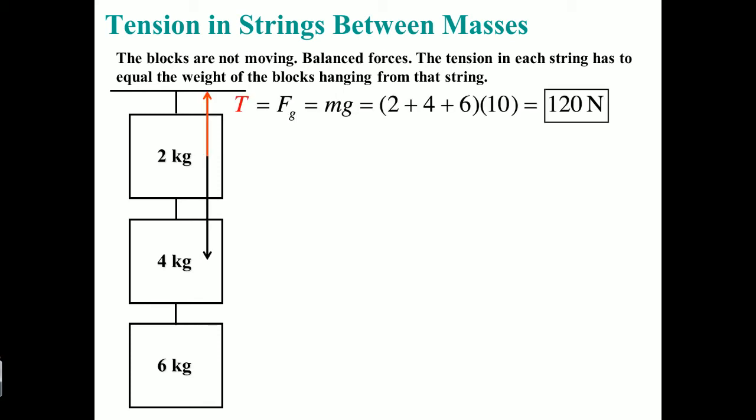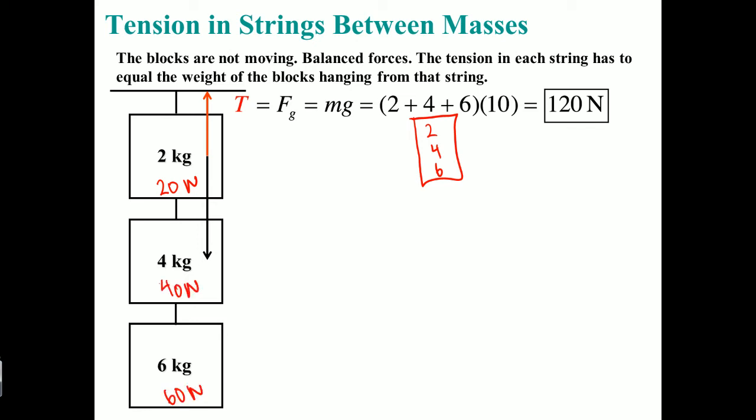From the top, it's 2 plus 4 plus 6 kilograms. Why? Because this is together, right? You're adding these all together. It's like adding 2, 4, and 6. This is 120 newtons. You can't just have the 2 kilograms. 2 kilograms would just be 20 newtons. 4 kilograms would just be times 10, 40 newtons, and this would just be 60 newtons.